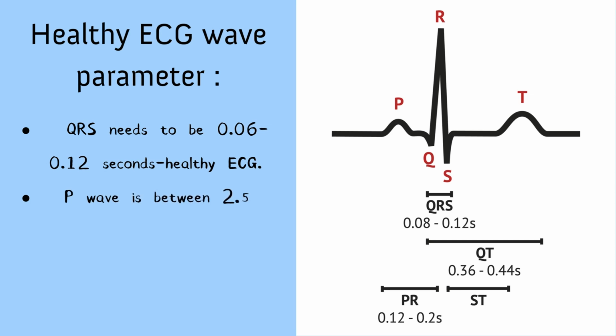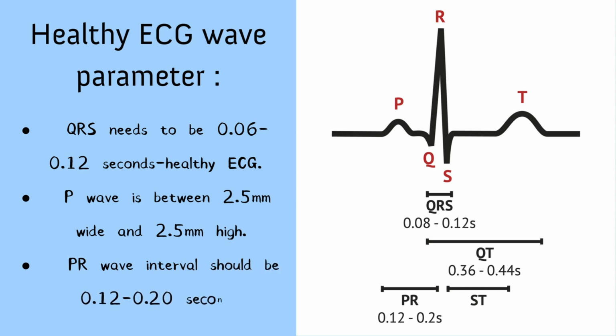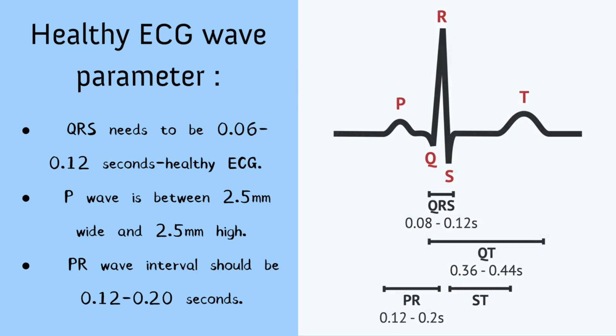The normal P wave is no more than 2.5 mm wide and 2.5 mm high. In that case, the PR interval is the distance between the P wave and the QRS complex, and the PR interval should be 0.12 to 0.2 seconds.